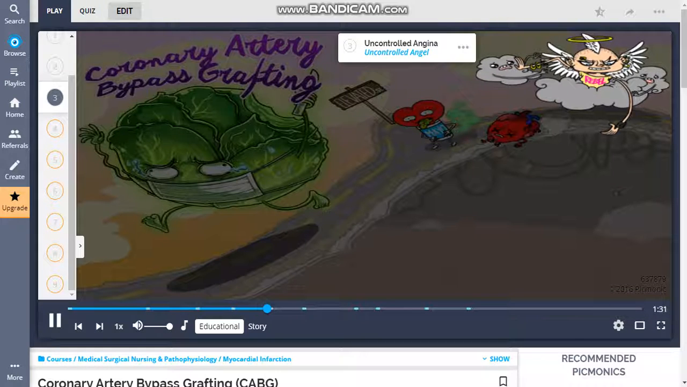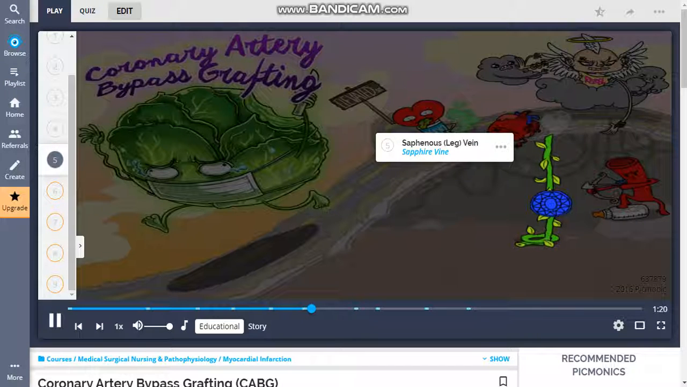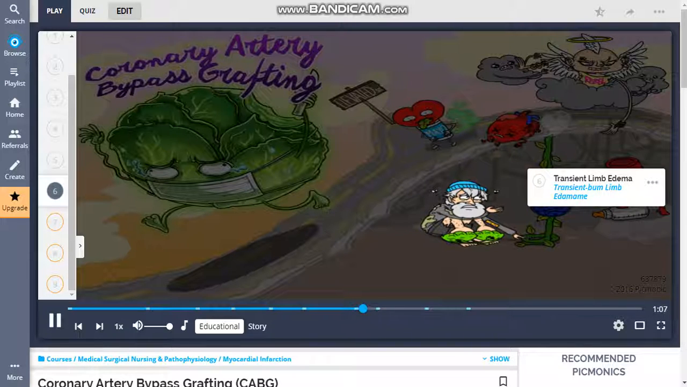The internal mammary artery is the preferred artery for CABG, shown by the milk bottle and artery archer. The saphenous leg vein may also be used, shown by the sapphire vine. CABG procedures involving this vein may result in transient limb edema for 4 to 6 weeks after the procedure. Transient limb edema is shown by the transient bum limb edamame.